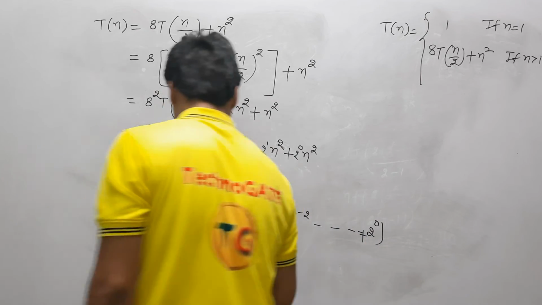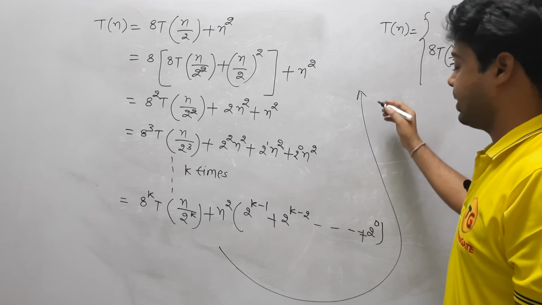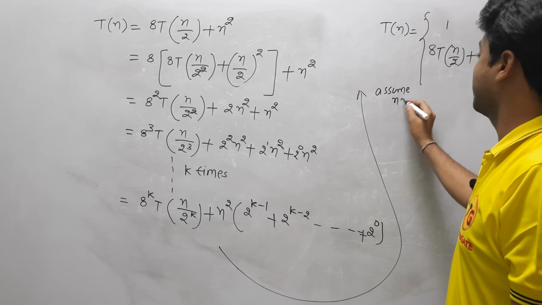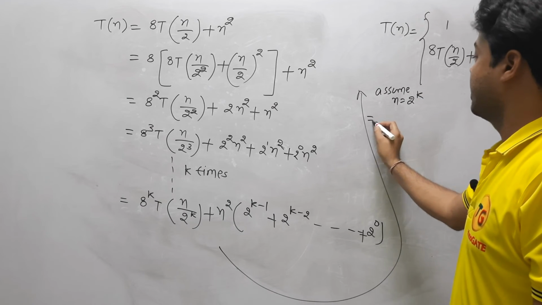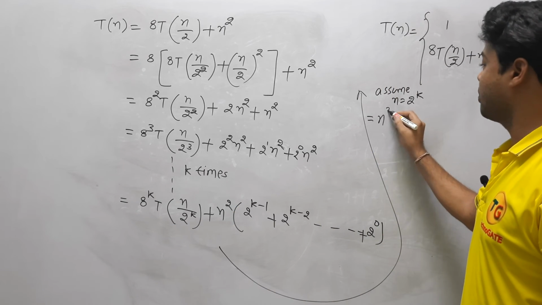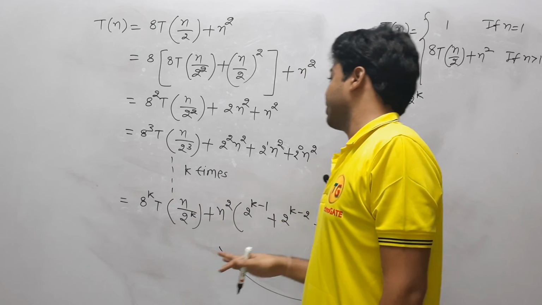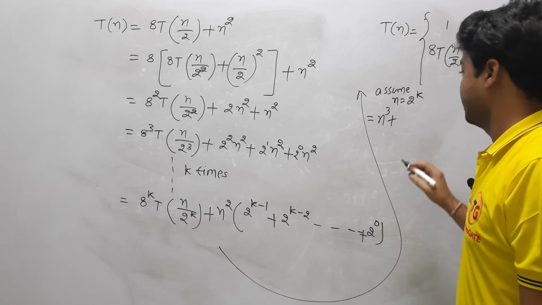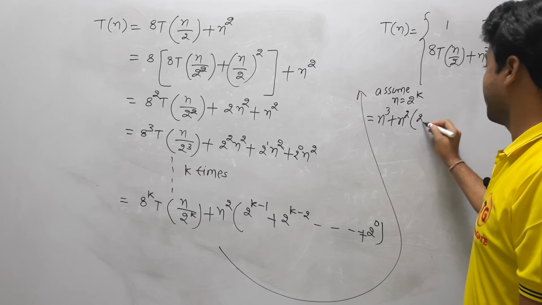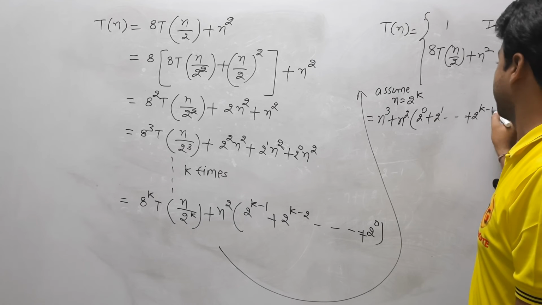So what does it become here? 8^k. So assume n equals 2^k here. So 8^k is n³, n³ plus here, this is 1 also, the value is 1 here. Plus n² is common here. So this is a geometric series: 2^0 plus 2^1 up to plus 2^(k-1) here.